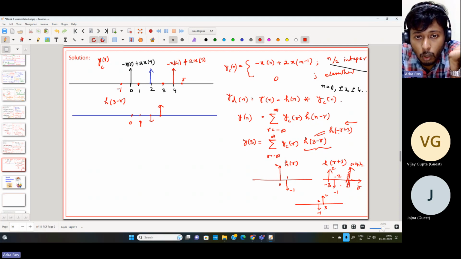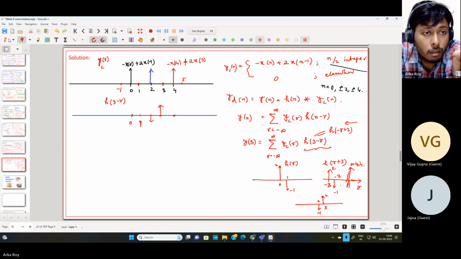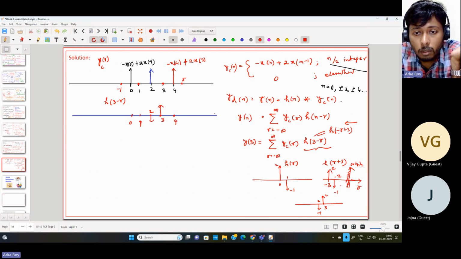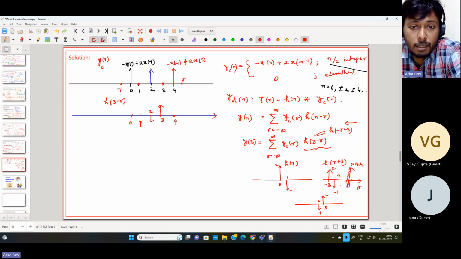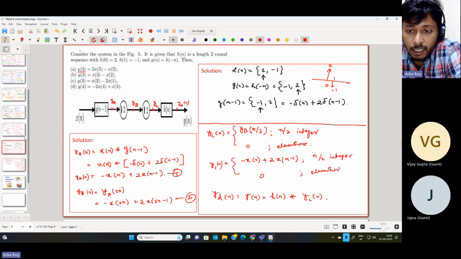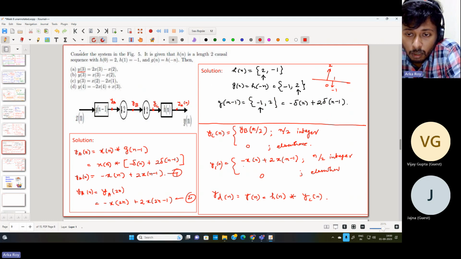So with this particular option, we can see that at the 4th location we have got nothing. So, 2, 3, and 4. Therefore, what I was initially telling is that if we start doing the convolution with this particular representation, and we employ h of n as 2 into delta n minus delta n minus 1.